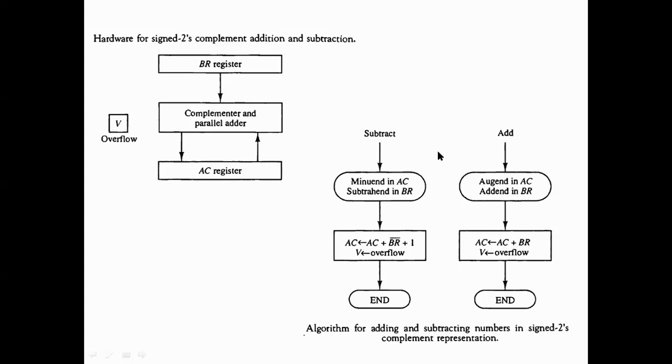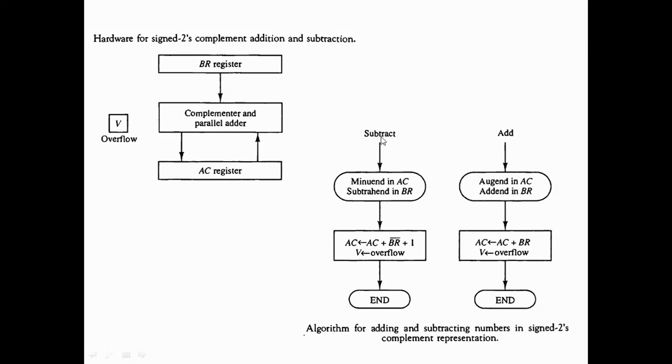And the flow chart is also very simple. For add, you just put the first number, which we call the augend, in AC, this register, and the second number, which we call the addend, we put in BR, this register. Then we directly add those two. Here is an adder, it will add this and this, and will produce an answer that will be stored in AC. And if there is an overflow, that will go to V.